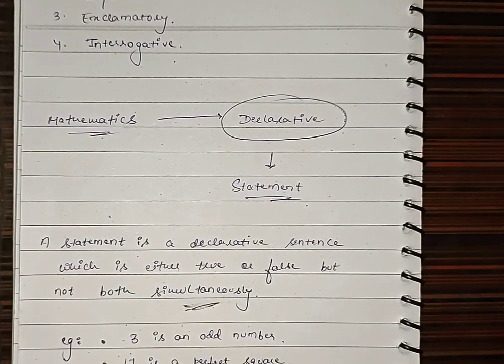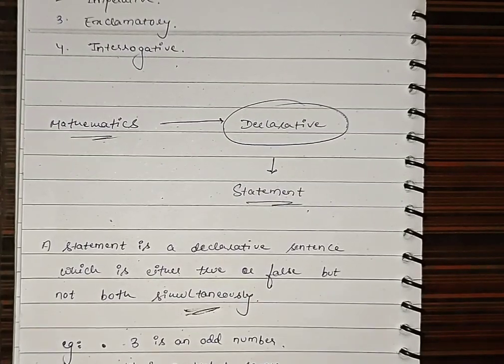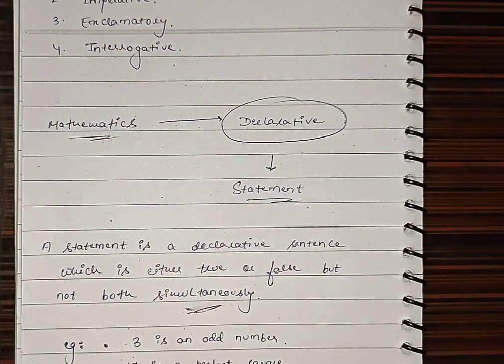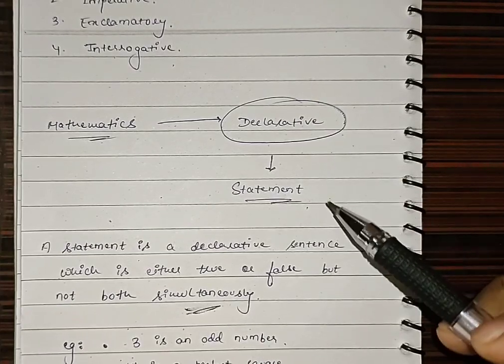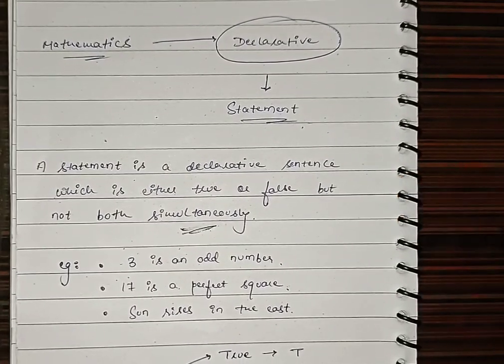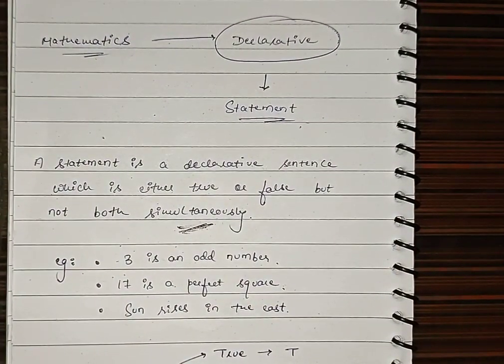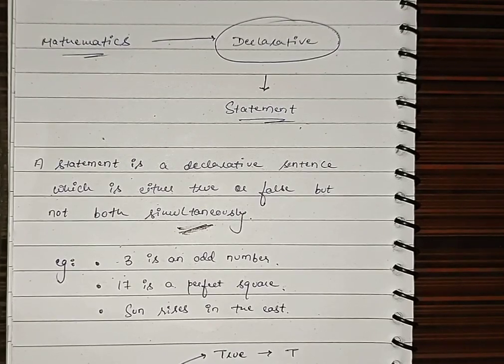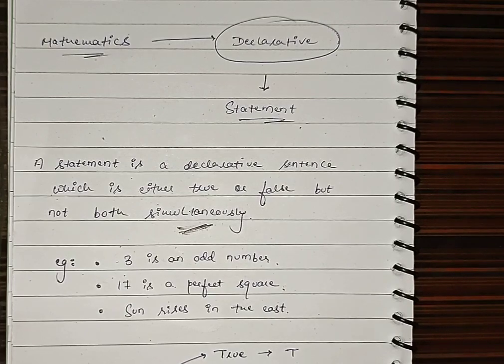In the world of mathematics, we are mostly concerned with declarative sentences. Why? Because these sentences are usually those which can be judged. You can say that a declarative sentence is either correct or incorrect, which is the reason why these sentences are also called statements. A statement is a declarative sentence which is either true or false, but not both simultaneously. Here the word simultaneously is important because a declarative statement cannot be ambiguous. It should be telling you a same single thing.